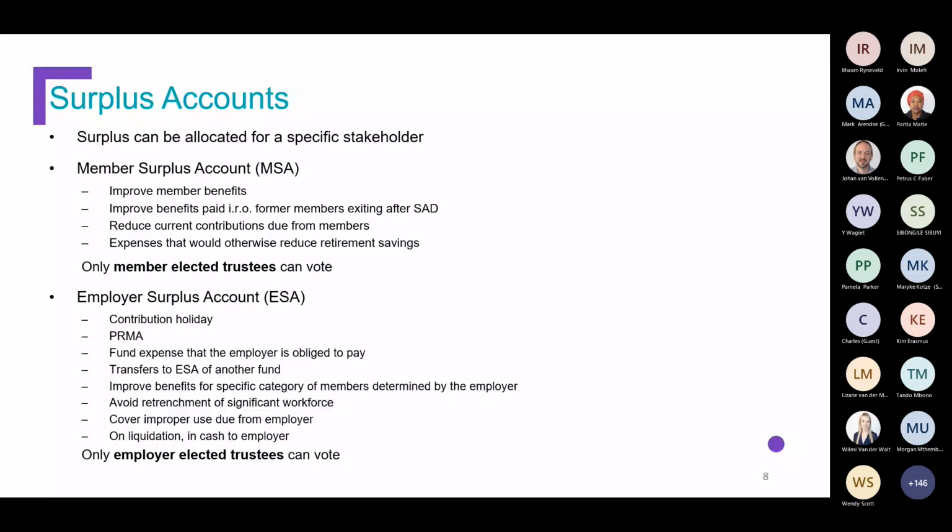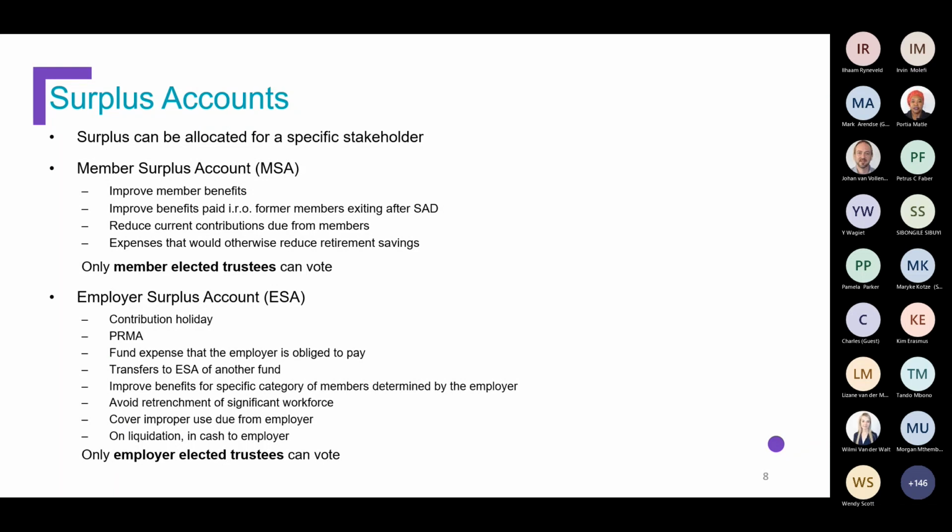Also, the employer can use the monies in this account to improve the benefits of members or a specific category of members to avoid retrenchment as well. If at SAD there has been improper use of surplus that needs to be paid into the fund by the employer, and there are monies allocated in the employer surplus account, the employer can use this money to pay the debt payable to the fund by the employer. And obviously upon liquidation, in terms of Section 15I, the monies remaining in the employer surplus account can be paid to the employer.